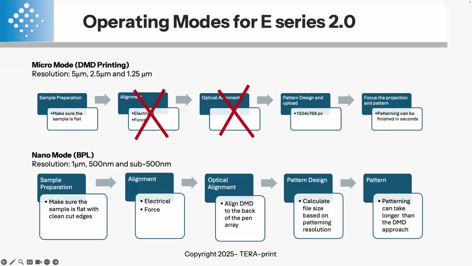be individually addressable. And then you go to the pattern design, you calculate your feature size and the entire pixel size, the entire image size. You upload and do the patterning. This can generally take longer than the DMD pattern because it's more complex, more information dense.